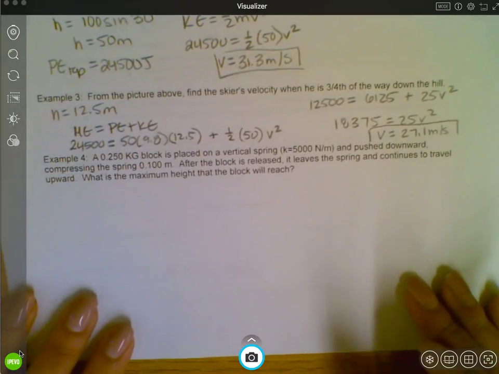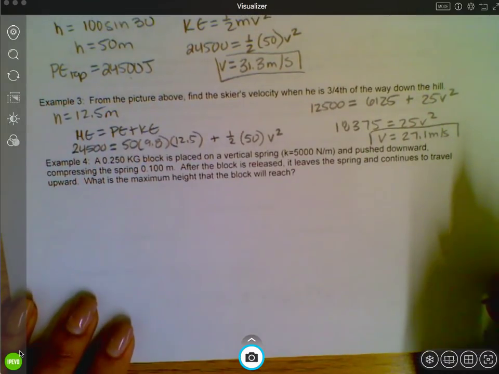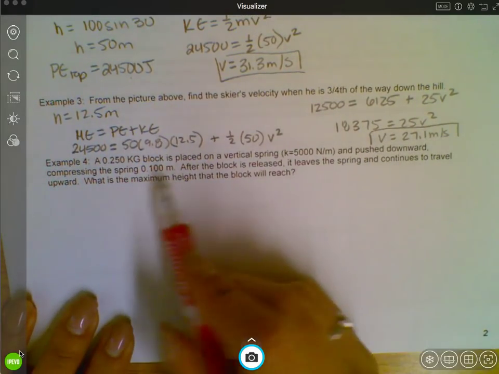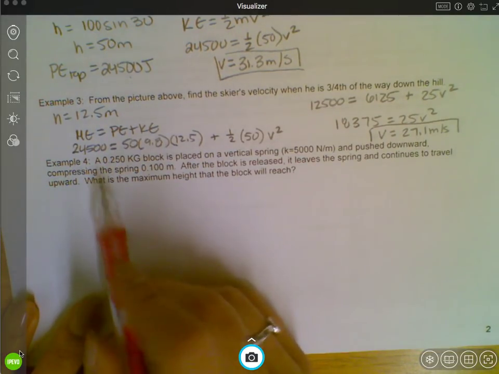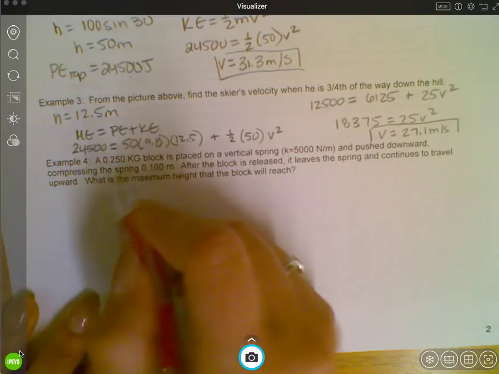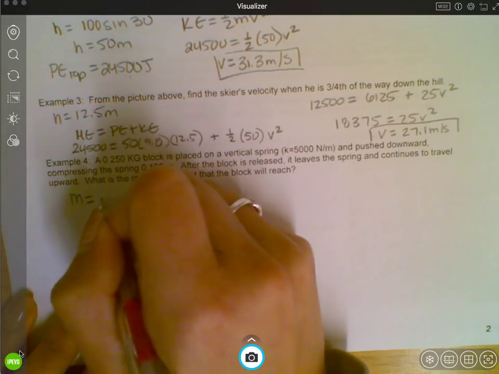All right, last example here. This is a spring problem, so we're going to go ahead and do this example. So you've seen one of the springs. So we have a 0.25 kilogram block, so that's the mass.